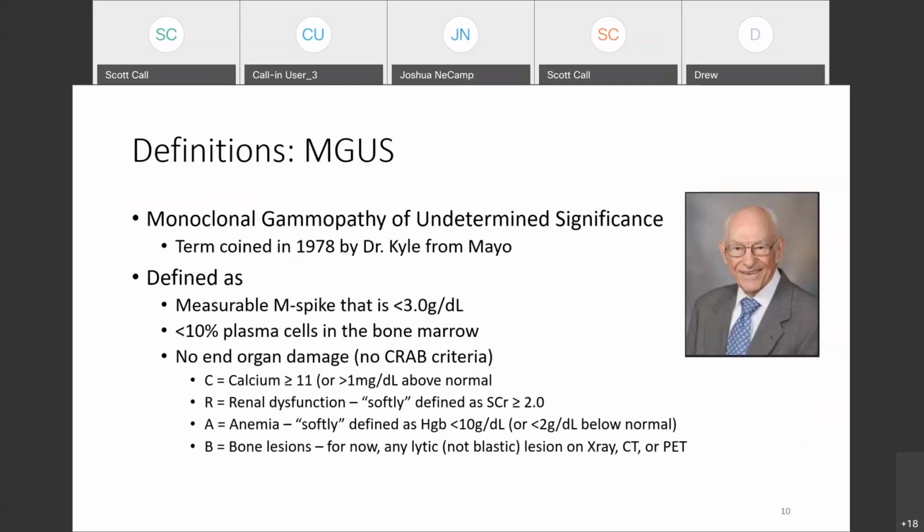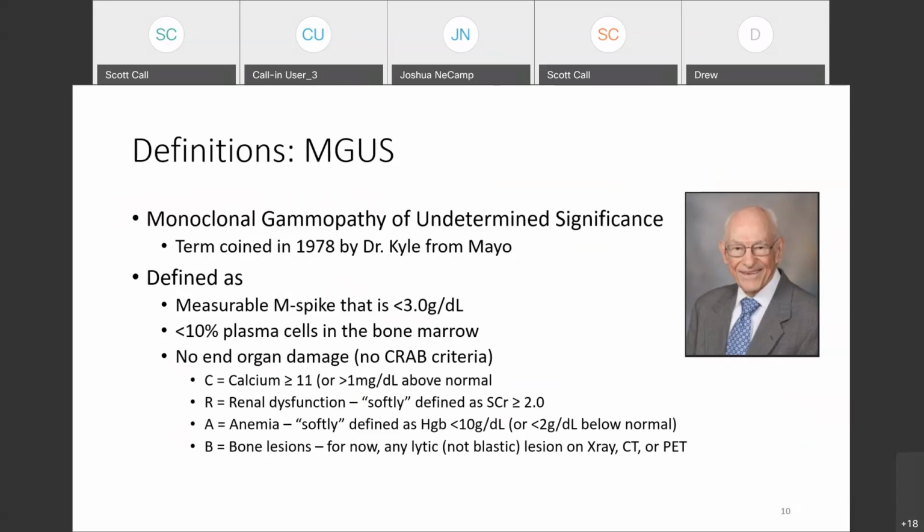But in any case, defining MGUS, actually getting to the stuff that you guys might be tested on. So MGUS would be defined as having a measurable M spike that is less than 3 grams per deciliter. So remember that number, 3. And also involves having less than 10% plasma cells in the bone marrow. The third thing, or third group of things, is that you can have no end organ damage.